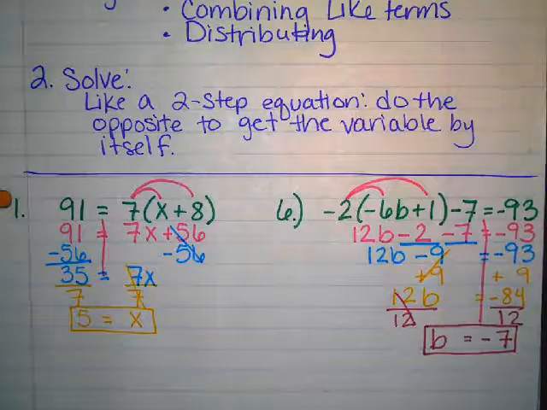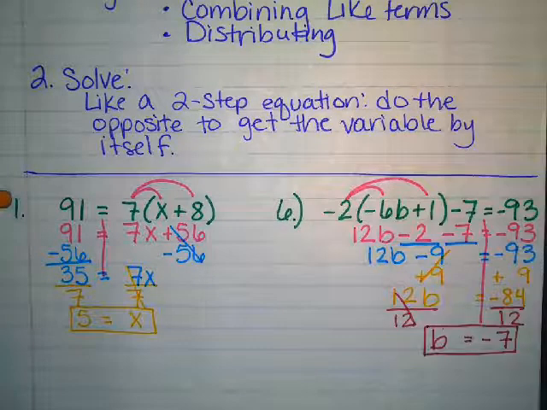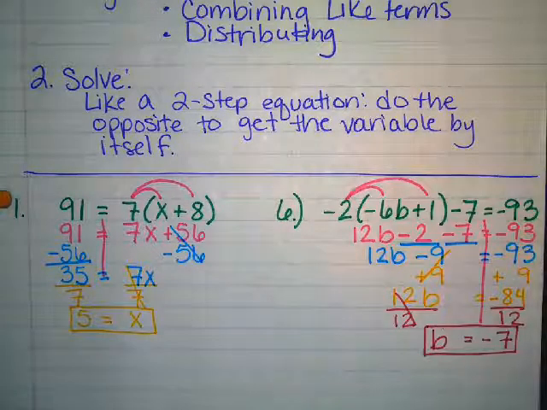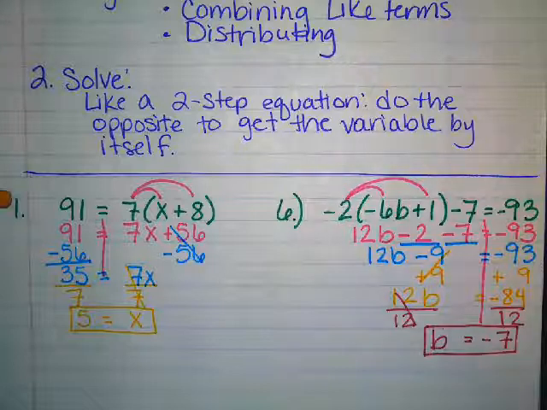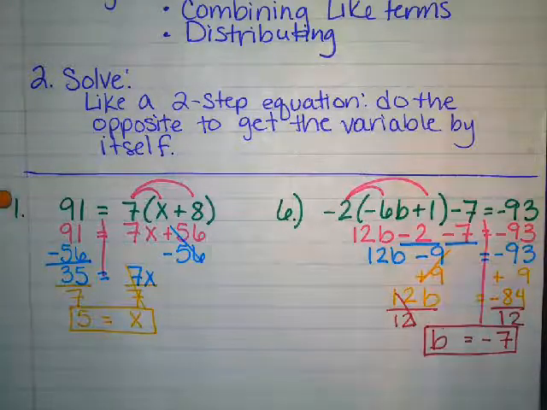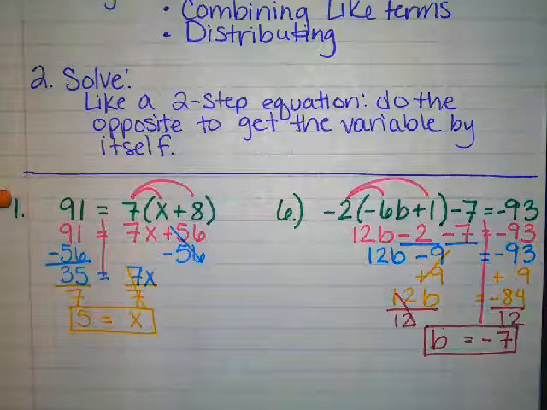So you really have to keep looking at every step what you can do to either simplify or rearrange to get to the other side to get that variable by itself.